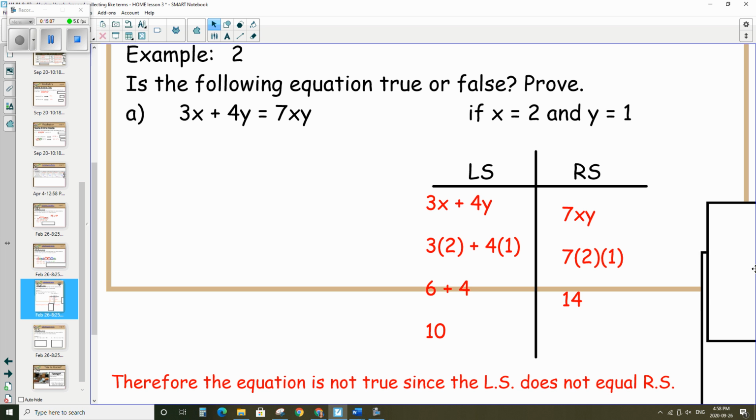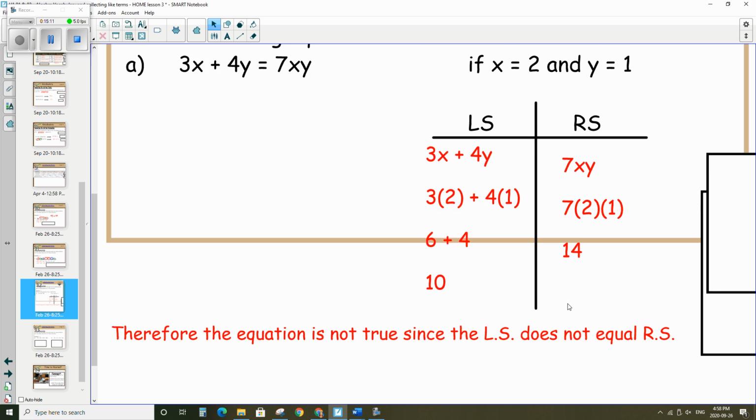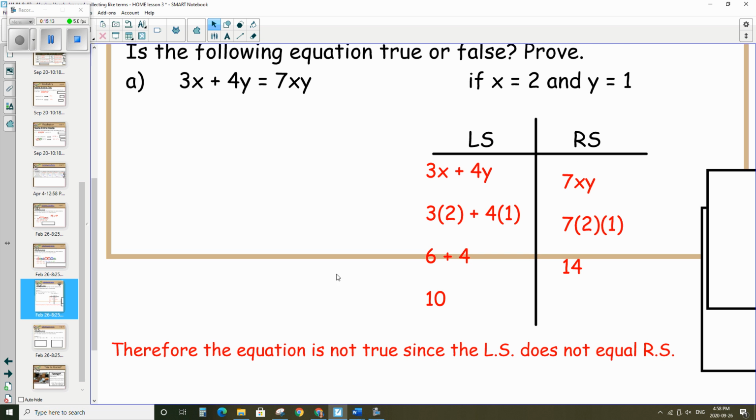Okay, so because these are not equal to each other, one side equals 10, the other one equals 14, we can say that the equation is not true. Okay, 3x plus 4y is not equal to 7xy. You cannot add terms that have different endings.